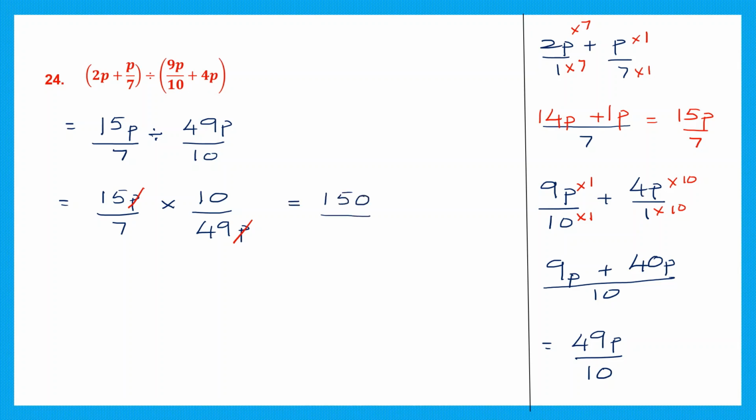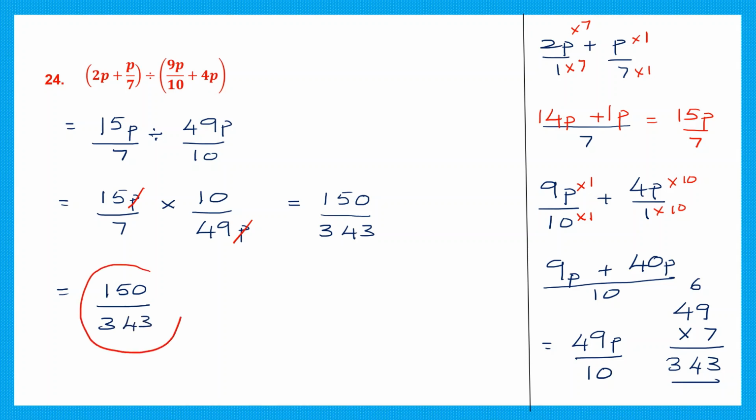Now in the denominator we have 7 into 49. So let's multiply 49 into 7. 7 9s are 63, carry 6. 7 4s are 28 plus 6 is 34. So here we have the denominator as 343. So 150 by 343. Now this is our final answer.